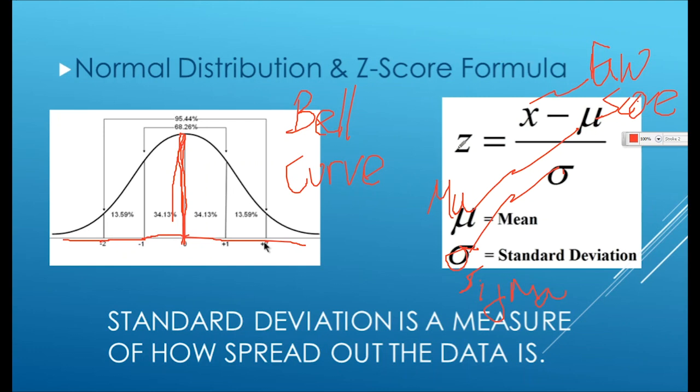Or they'll give you the z-score, and then you have to plug in the raw score, and you have to find the mean because they already gave you the standard deviation. They're going to give you some of those values in order to solve to get the missing value. Okay.